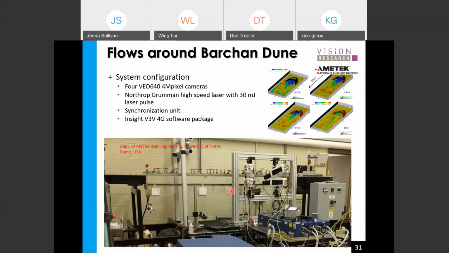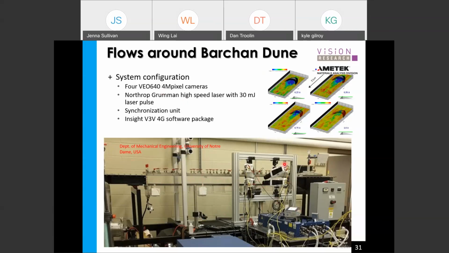So we can see from the result a little bit later on. So this is a refractive index matching tunnel. Although the dune model is inside, it's really difficult to see because, again, they have the same refractive index. So to the naked eye or to the cameras, the cameras cannot really see the model at all.